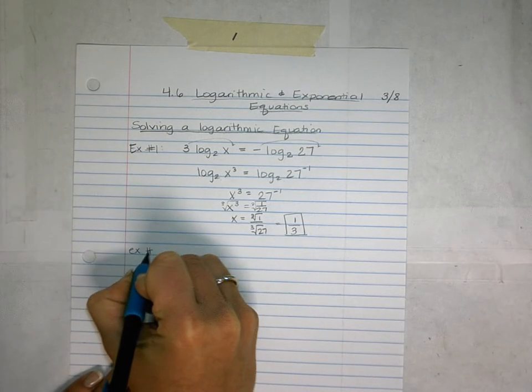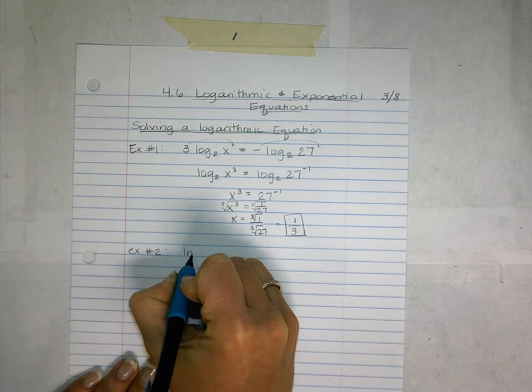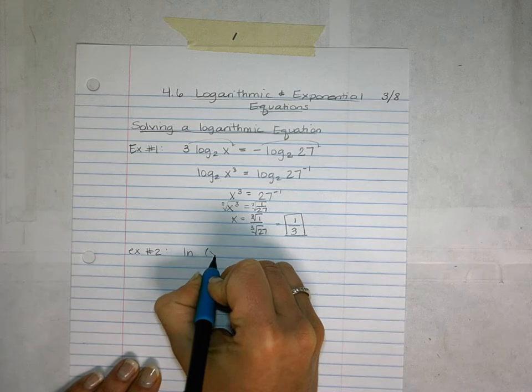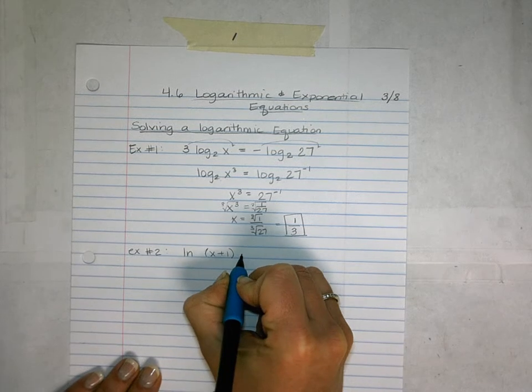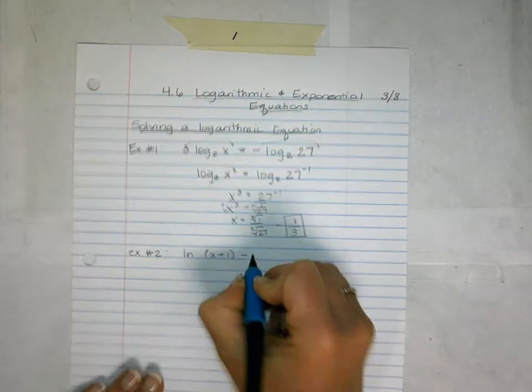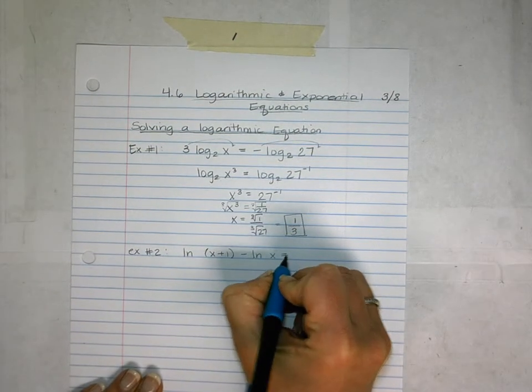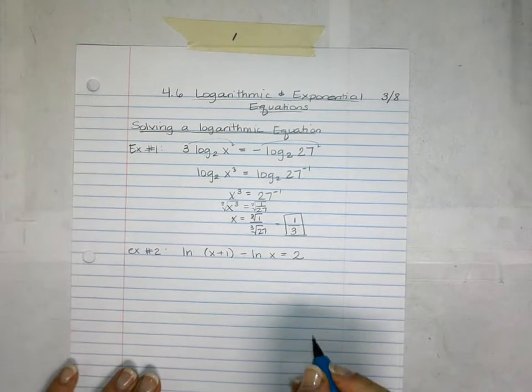All right, here's example number 2. Let's get a little bit harder. I'm going to throw in the natural log because you guys seem to think that the natural log is a little bit scary. So I have the natural log of x plus 1 minus the natural log of x, and that equals 2. Well, let's use our properties.